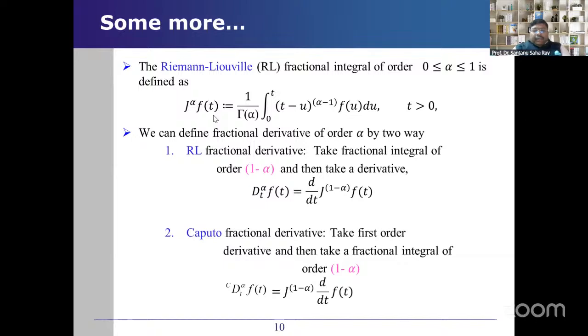Now, fractional derivative of order alpha can be defined in many ways. These two ways are mainly important. One is the Riemann-Liouville fractional derivative. If you take the fractional integral of order 1 minus alpha over the function f(t), and then take the first order derivative, then it is the Riemann-Liouville fractional derivative. And if you take the first order derivative over the function f(t), and then take the fractional integral of order 1 minus alpha, then we get the Caputo fractional derivative.